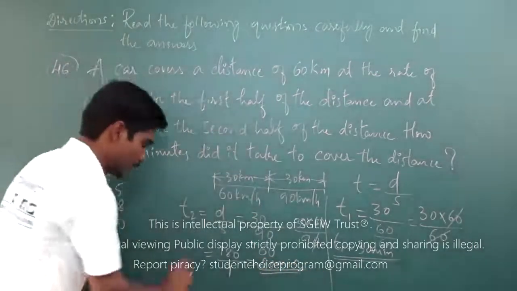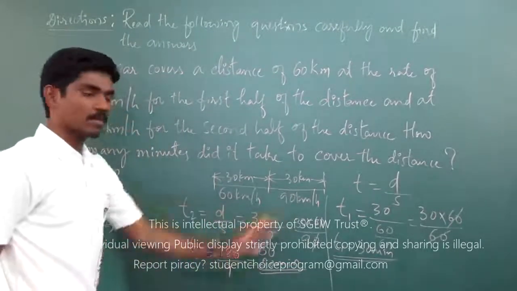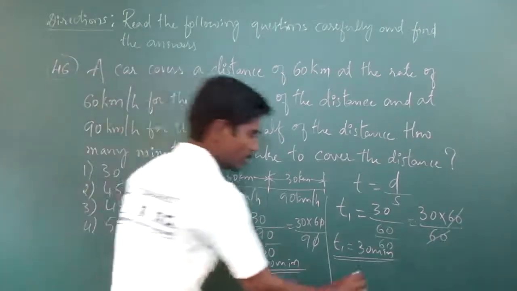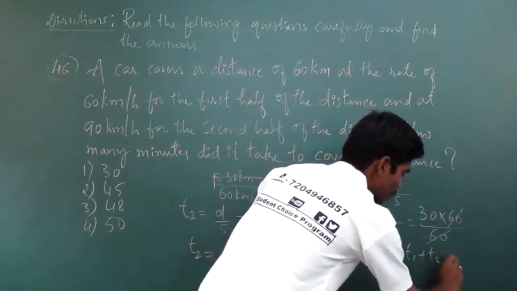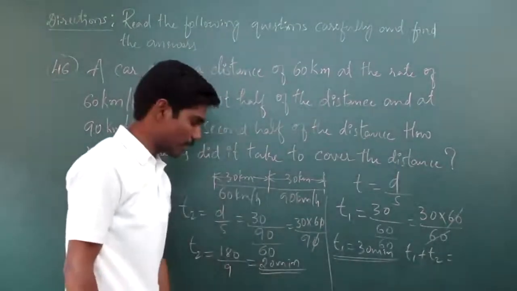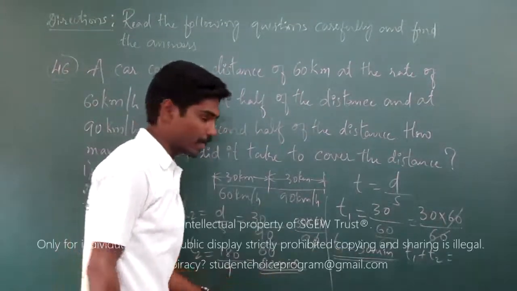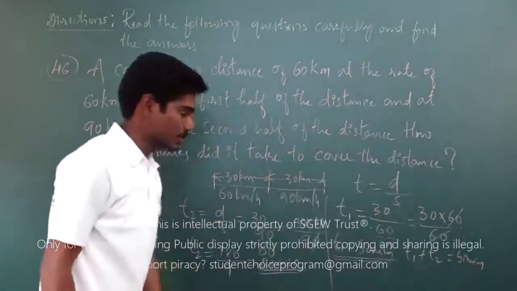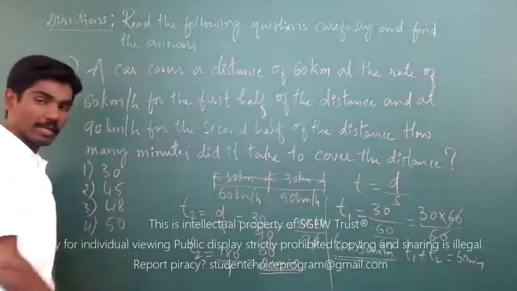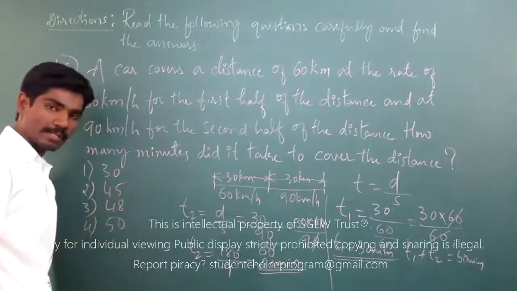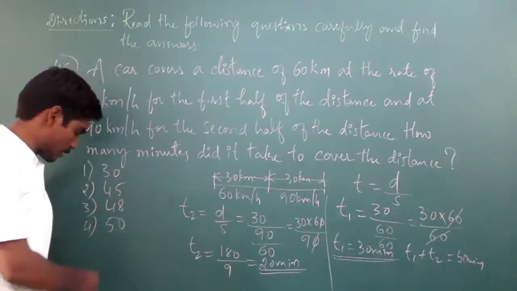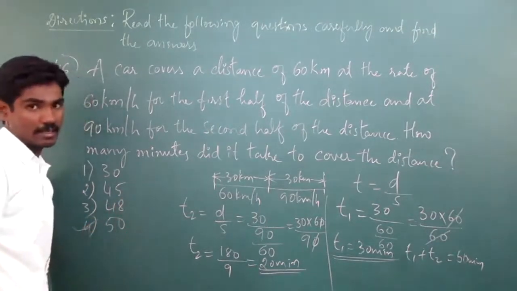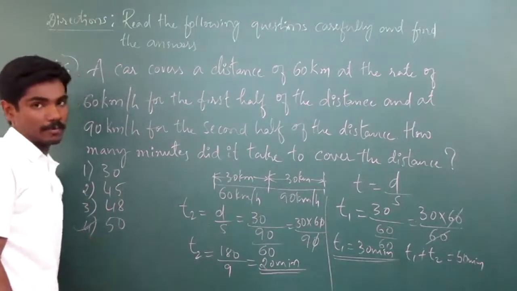Okay. Now see, T1 I got as 30 minutes and T2 I got as 20 minutes. What do I get? T1 plus T2 is equal to what? 30 plus 20. I'll get it as 50 minutes. Now let us check the given options. The first option is 30 minutes. The second is 45 minutes. The third is 48 minutes. Whereas the fourth is 50 minutes, which matches with our result. Therefore, option 4 will be the right option.